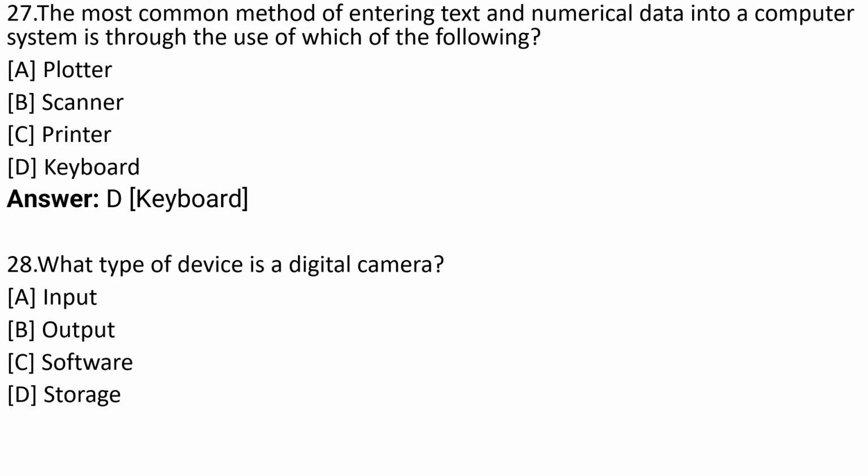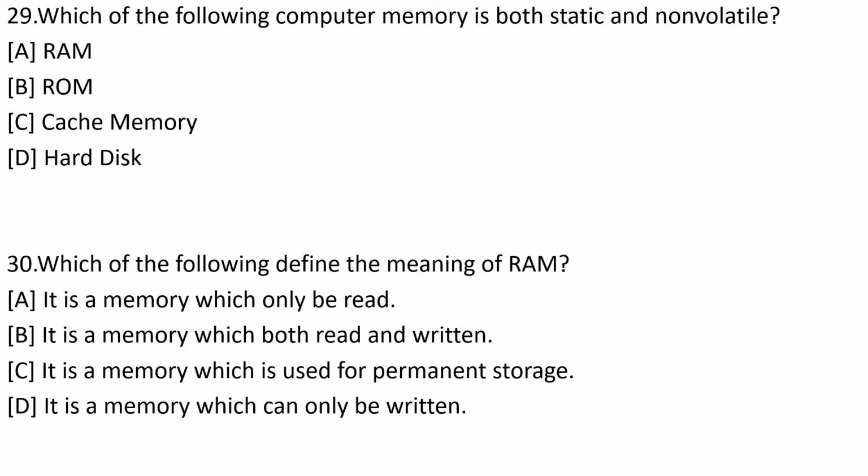Question number 28. What type of device is a digital camera? Option A, input. Option B, output. Option C, software. Option D, storage. And the answer is option A, input.